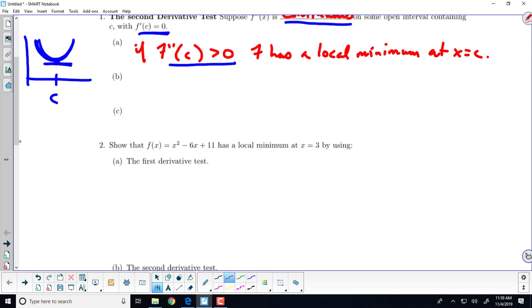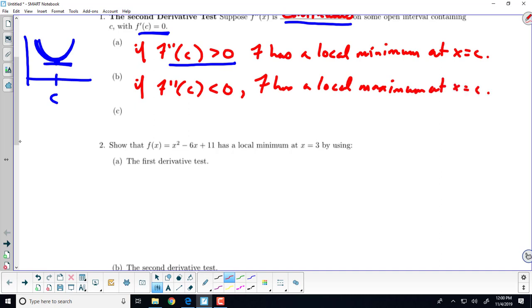So we can continue. It says that if f double prime of c is less than 0, then f has a local maximum at x equals c. And again, the picture goes like this: if you've got a generic concave down interval that looks like this, so this function f is concave down on some interval, and there is a place on that concave down interval where you have a horizontal tangent line. The only way that can happen is if you have a local maximum.